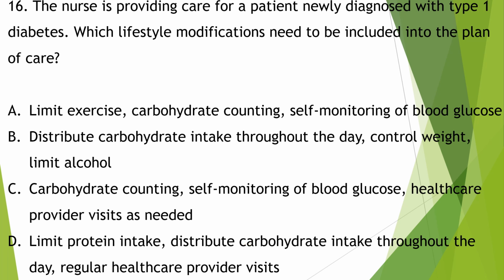provider visit. Recommendations for the control of type 2 diabetes mellitus include aerobic training and resistance training, controlling the weight, which is associated with insulin resistance, distributing carbohydrates throughout the day in small meals and snacks, self-blood glucose monitoring, limiting alcohol as it contains carbohydrates, and regular healthcare provider visits. So here, distribute carbohydrate intake throughout the day, control the weight and limit alcohol.